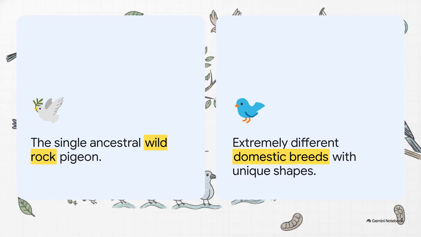Honestly, some of these domestic breeds looked so incredibly different that a casual observer might think they were entirely distinct species. But Darwin firmly maintained they all descended from that one wild rock pigeon. It was a pretty bold claim back then, but one that modern genetics has proven absolutely right.